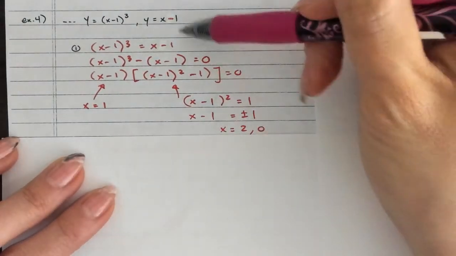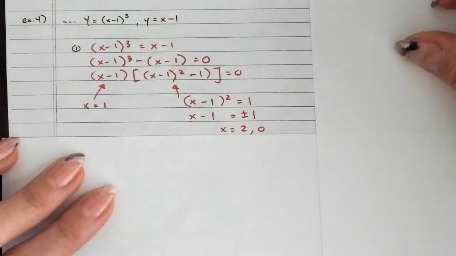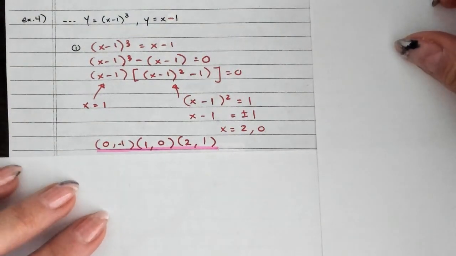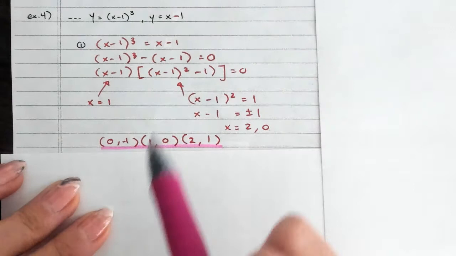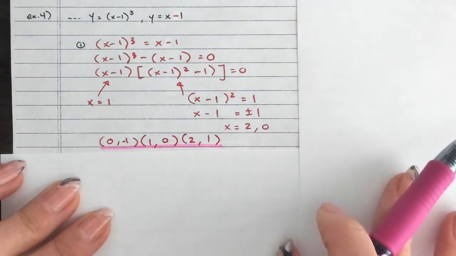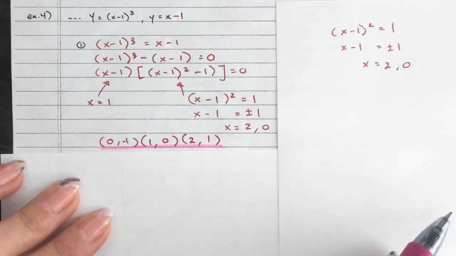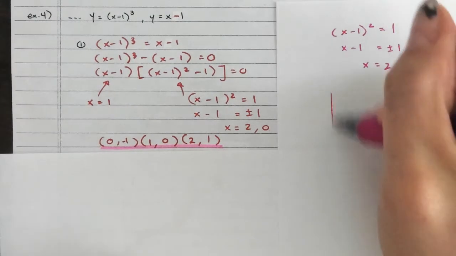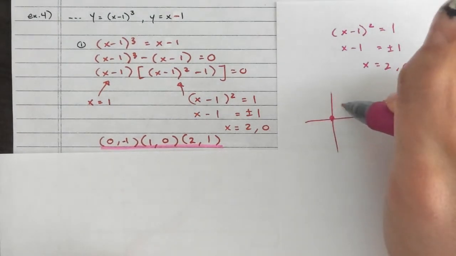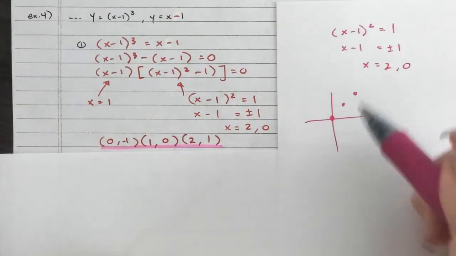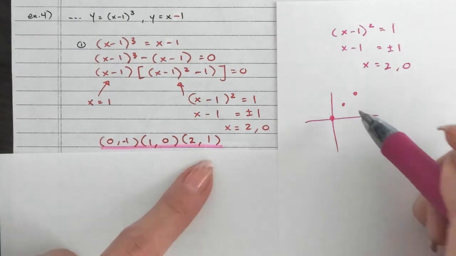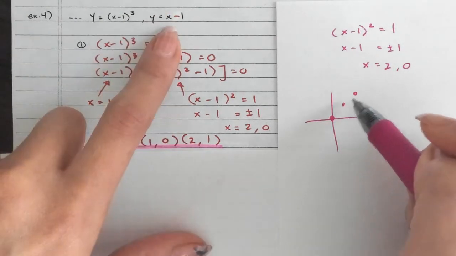So plug these into either equation. This one's easier. And then you get those 3 points. And then you graph those 3 points. And when you graph the 3 points, I just want to show you really quick, you get something like 1, 2, 3. You get that, okay? So after you get that with those 3 points, then this one's easy to graph.